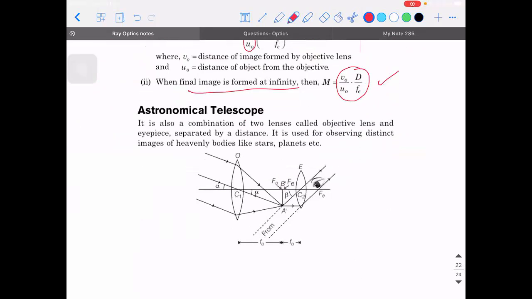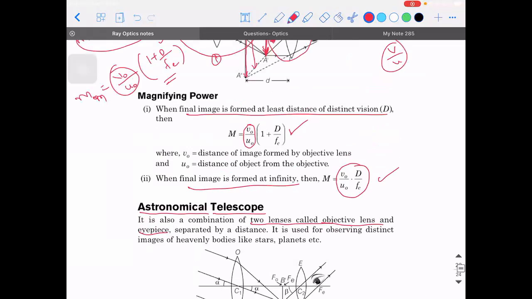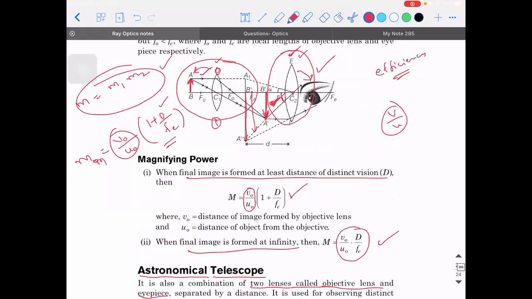Next, the astronomical telescope. A microscope is an optical instrument to view objects which are close to us. In the astronomical telescope, we concentrate on the heavenly objects. It is a combination of two lenses. Here also you have an objective lens and an eyepiece, but the sizes are interchanged. Why is the objective larger in aperture compared to the eyepiece?